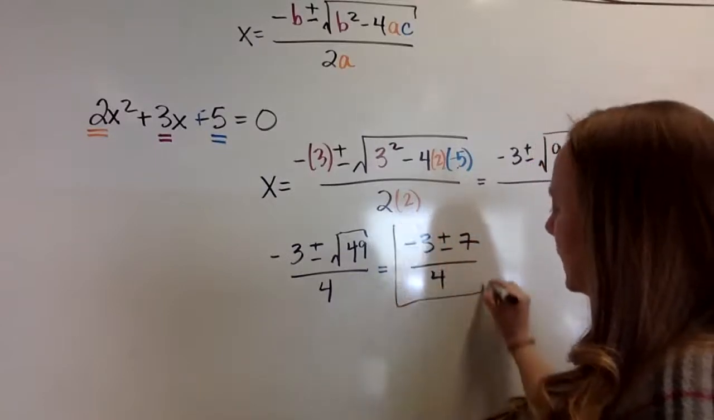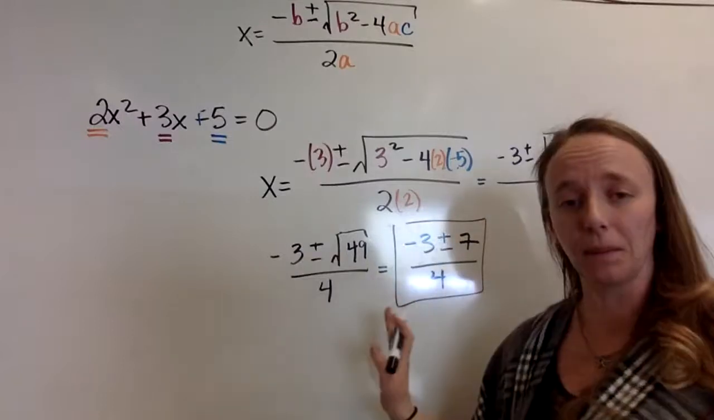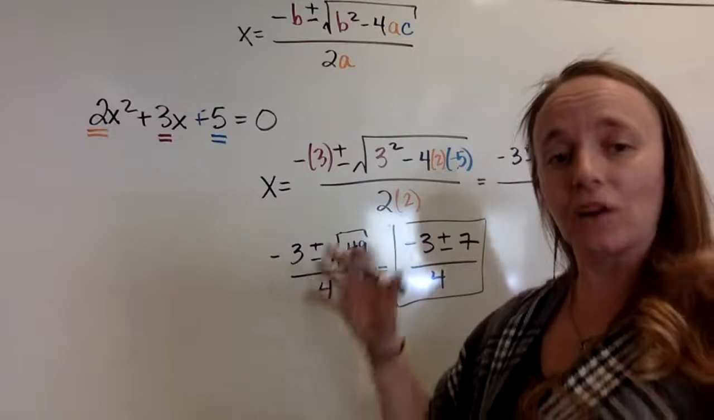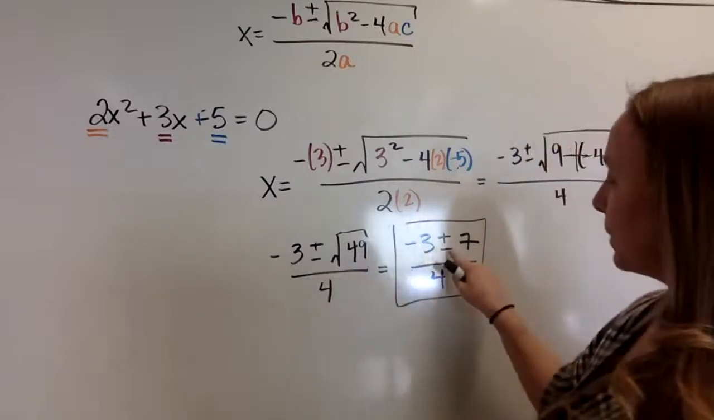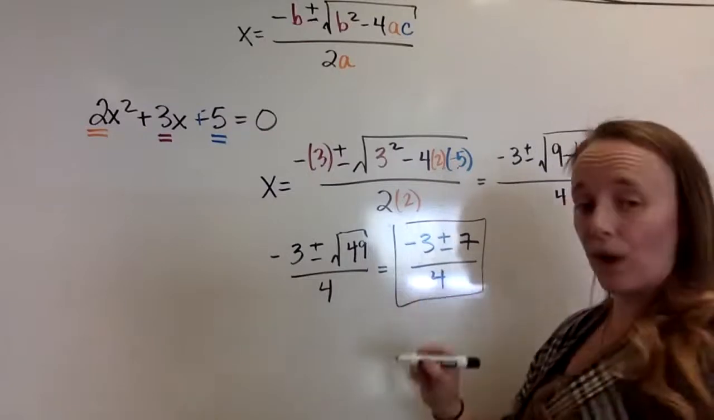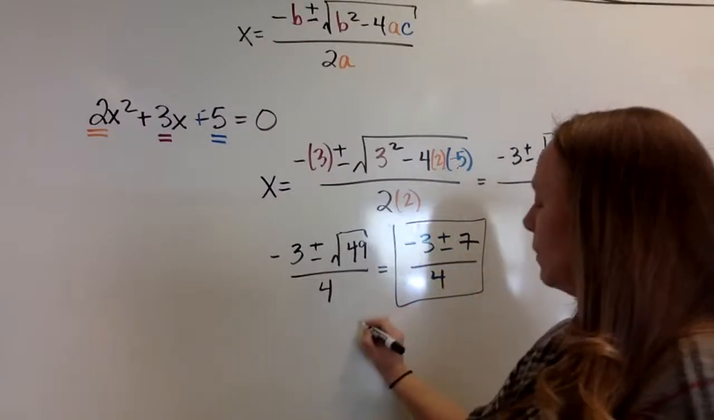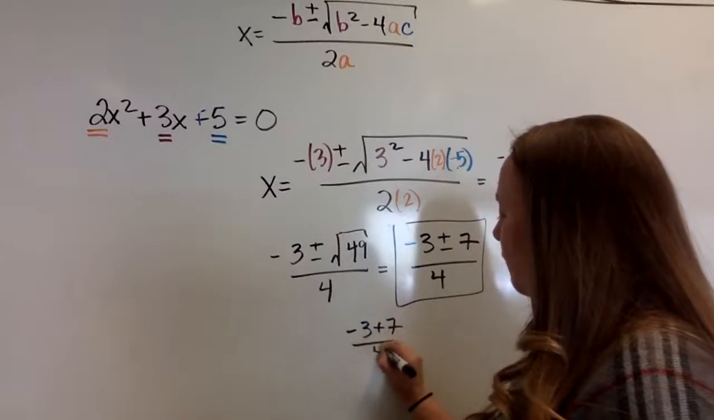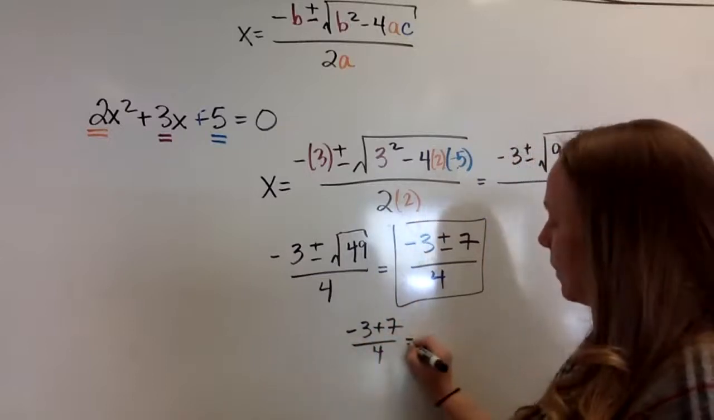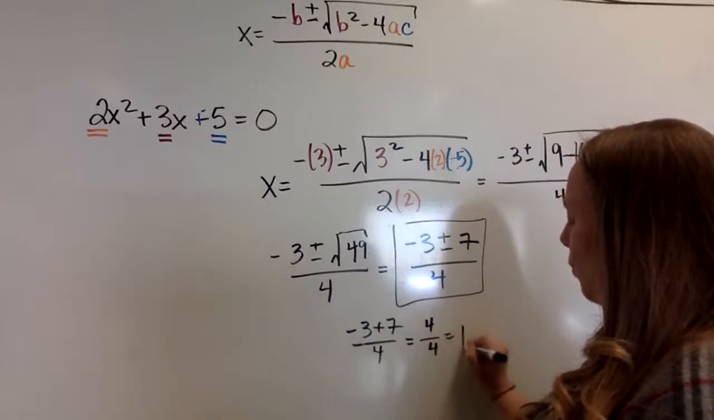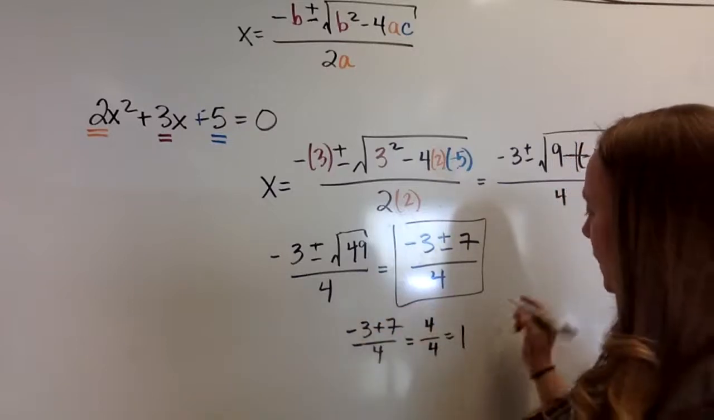Now, technically, this is my final answer, but because I have all nice numbers, I want you to find the actual answers. Because we have this plus or minus, we're going to have 2 different answers, and I'd suggest writing them out in 2 different ways. We can say negative 3 plus 7 divided by 4 equals 4 divided by 4, or 1. So that's one equation that I can work.